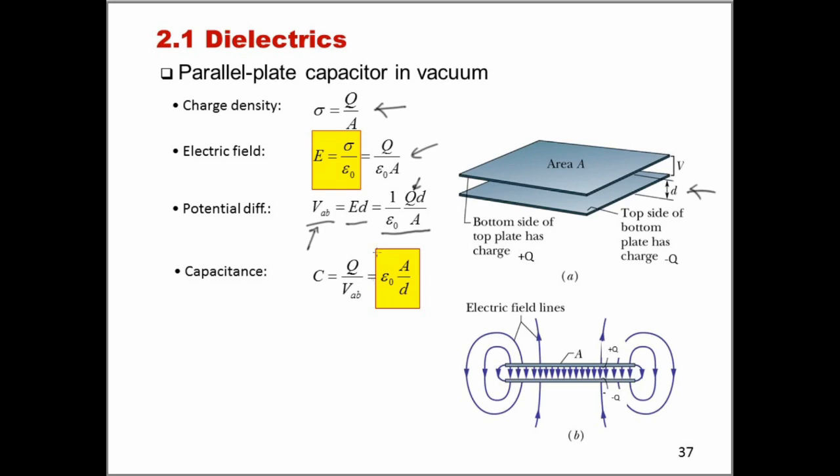And in this case, according to the above results, it is given by epsilon 0 times A over D, where A is the area of the plates and D is the distance between the plates. So this is a very nice little formula that gives the capacitance of the parallel plate capacitor in vacuum.